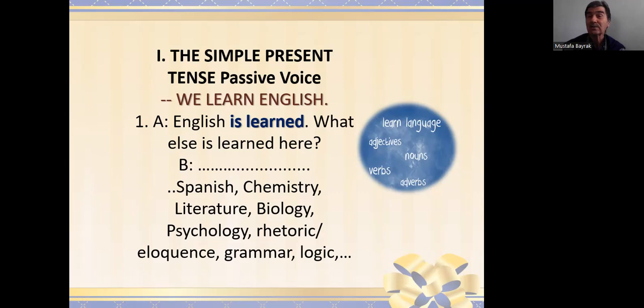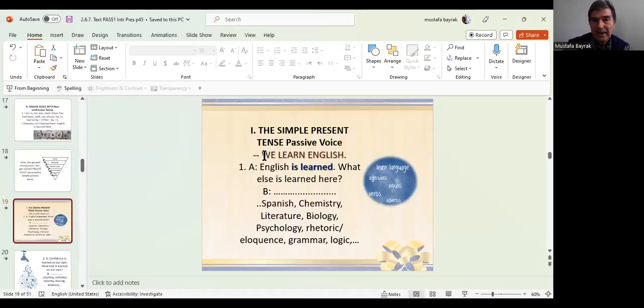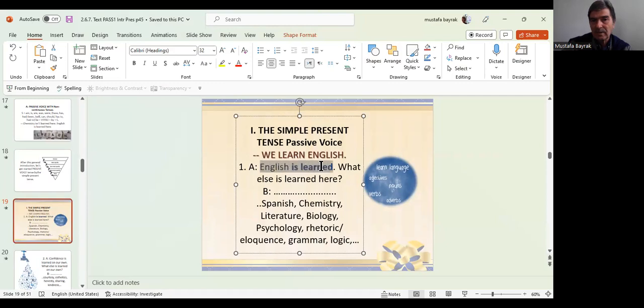Logic is learned here. This is the first passive sentence of ours with the simple present tense. Okay? This is the simple present tense of action verb, and active voice with action verb, of course, but active voice. And this is our first sentence in the simple present tense in passive voice. Okay.